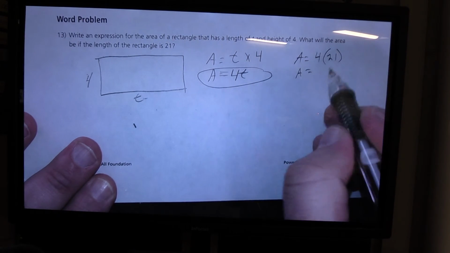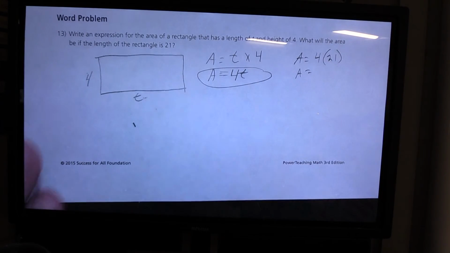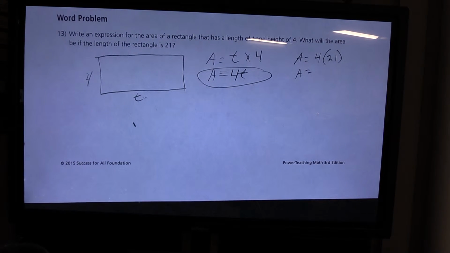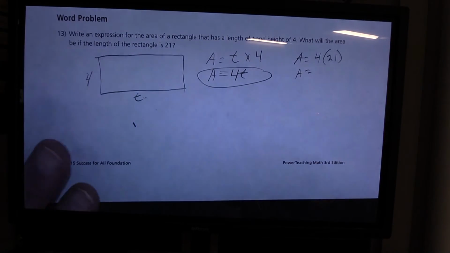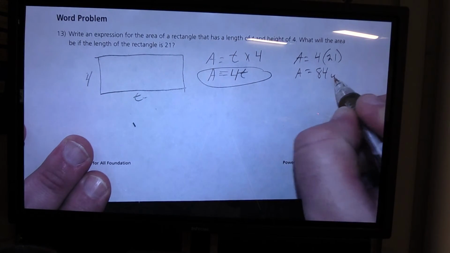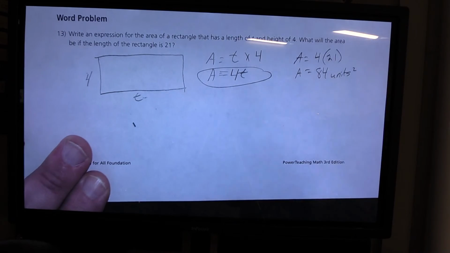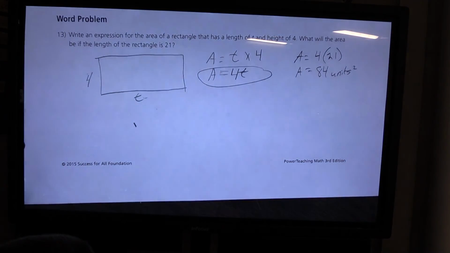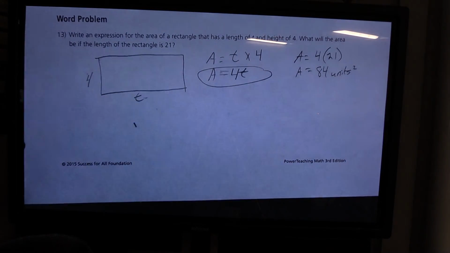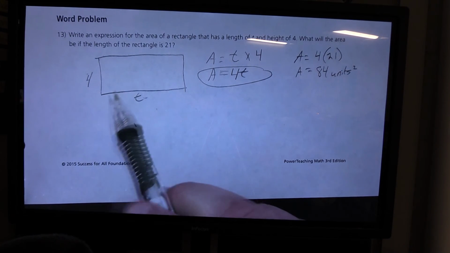And using the distributive property of multiplication, to do this in my head, I have 4 groups of 20, which would be 80. I have 4 groups of 1, which would be 4. So it's going to be 84 units squared.